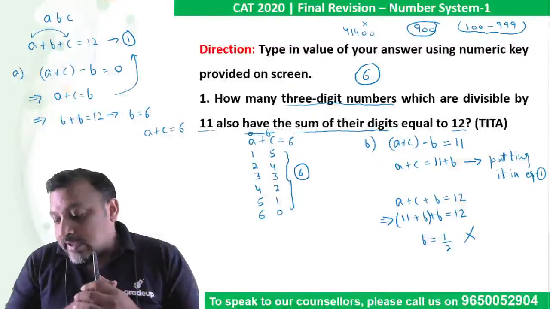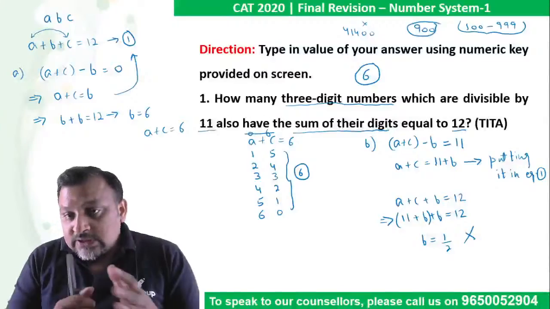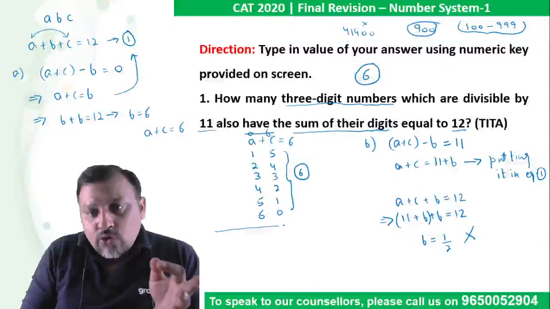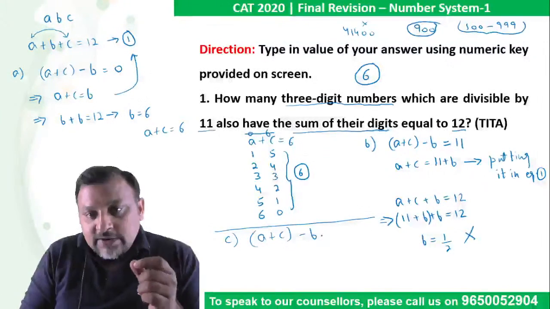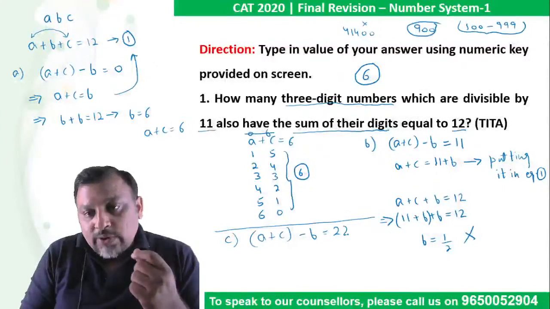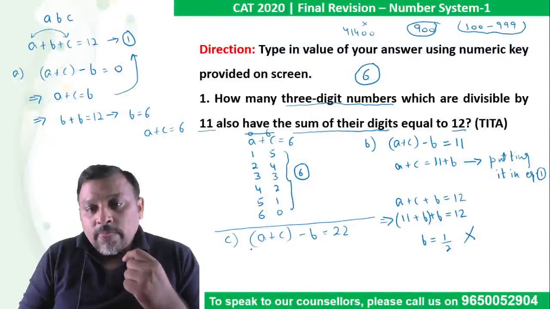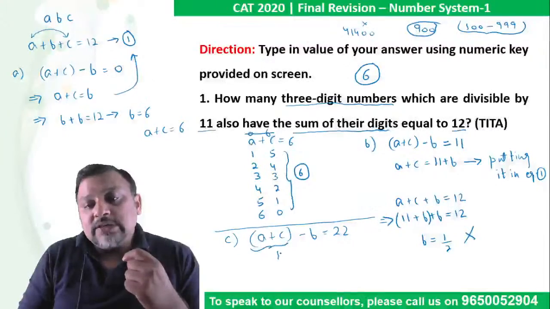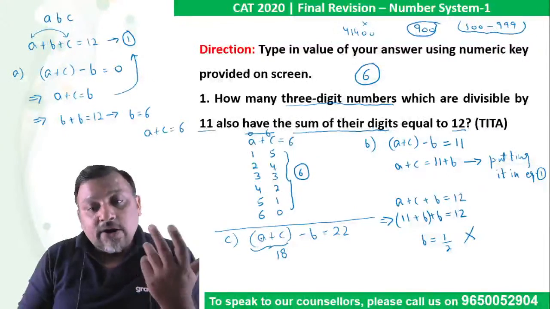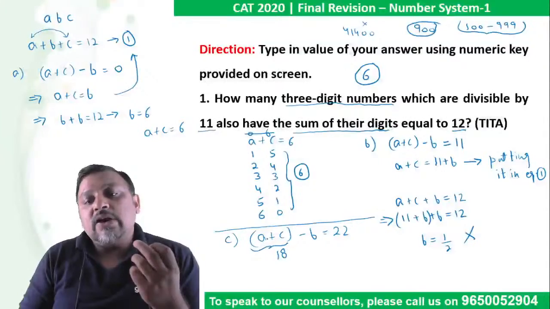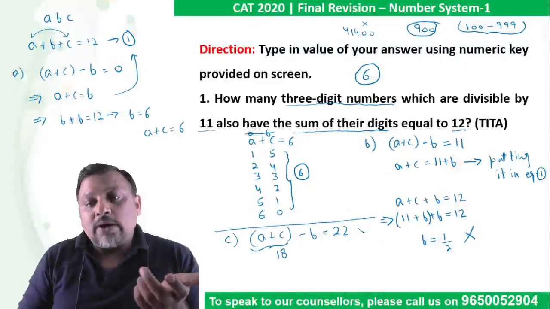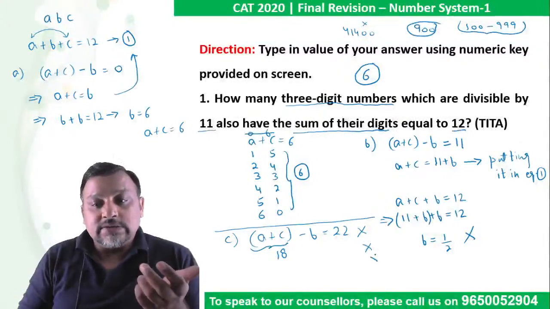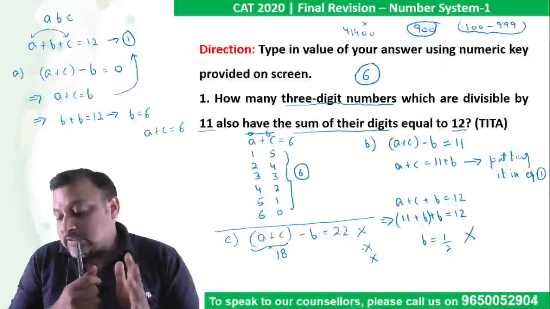Now I'm moving to the next question. See, I don't need to check any further. I don't need to check the third possibility, that is, the case when the difference is 22, the next multiple of 11. Because I know the maximum value of A plus C is 18, since a digit cannot be more than 9. 18 minus something cannot be 22, so I don't need to check any further cases. Okay, so the answer is 6.